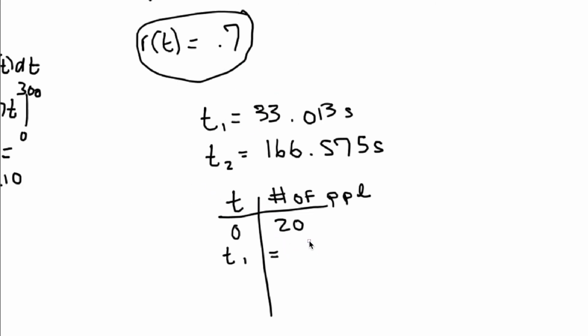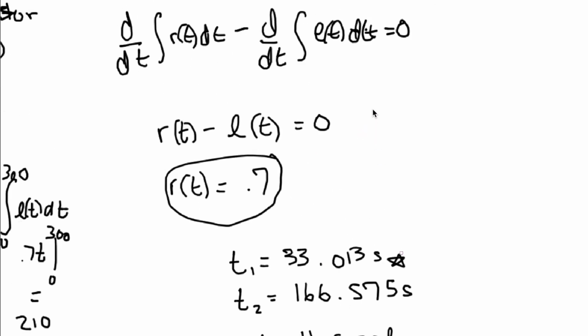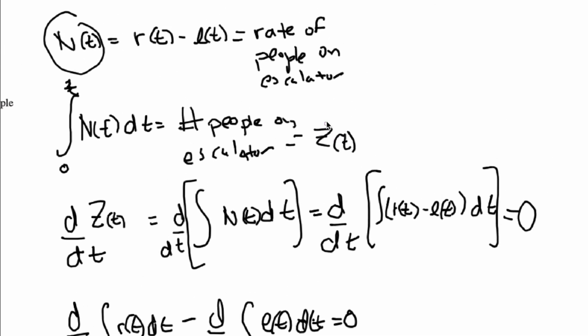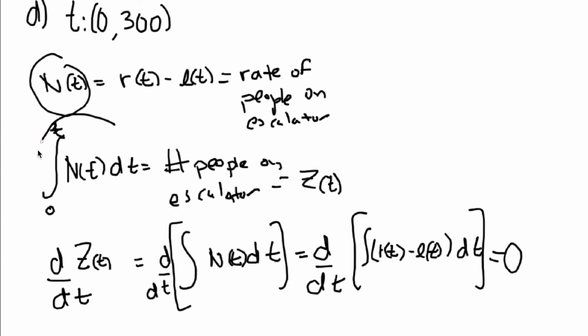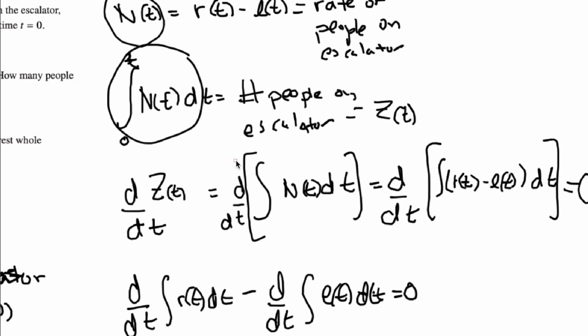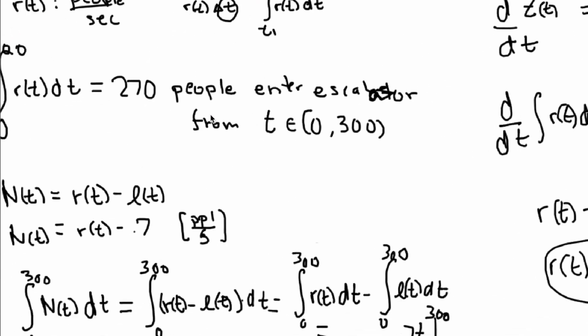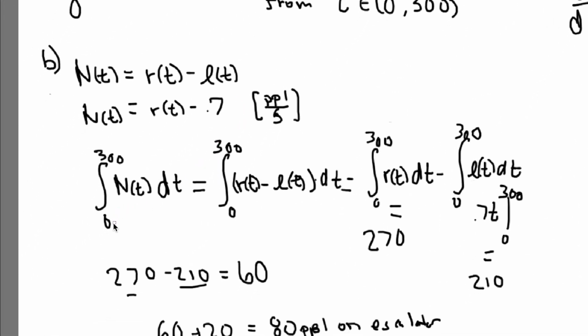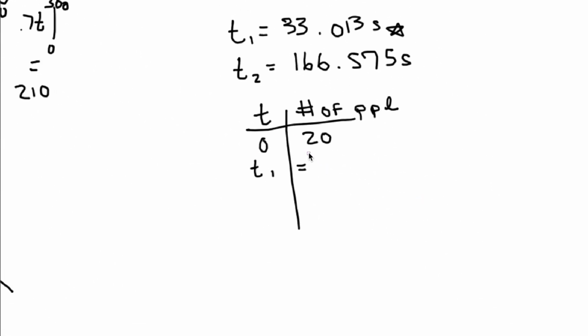To find it, we have to actually plug this time into this equation. I know it's annoying, but there's really no other way to solve it. So you plug this in, and I just want to be extra clear: it's the same thing as doing 0 to 33.013 instead of 300 of n of t dt, and you can solve that. The value you get, to the nearest whole number, is approximately 4 people.